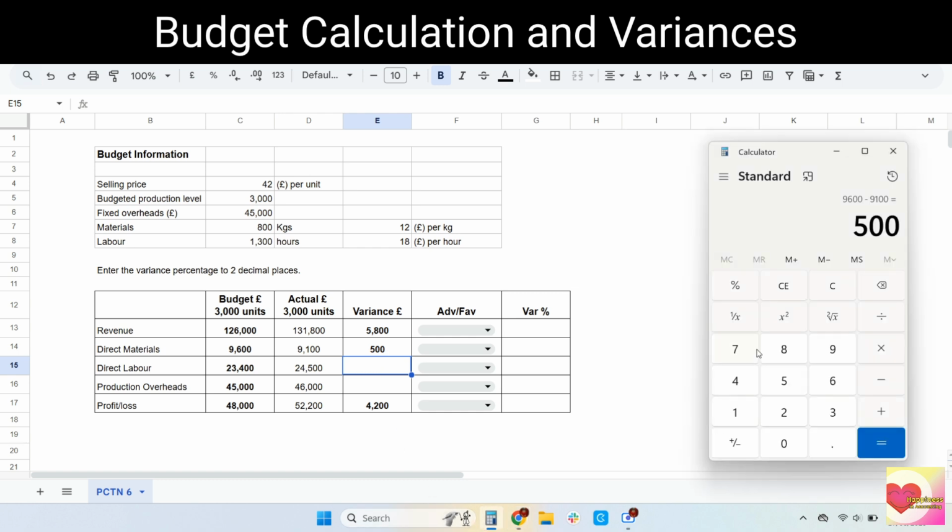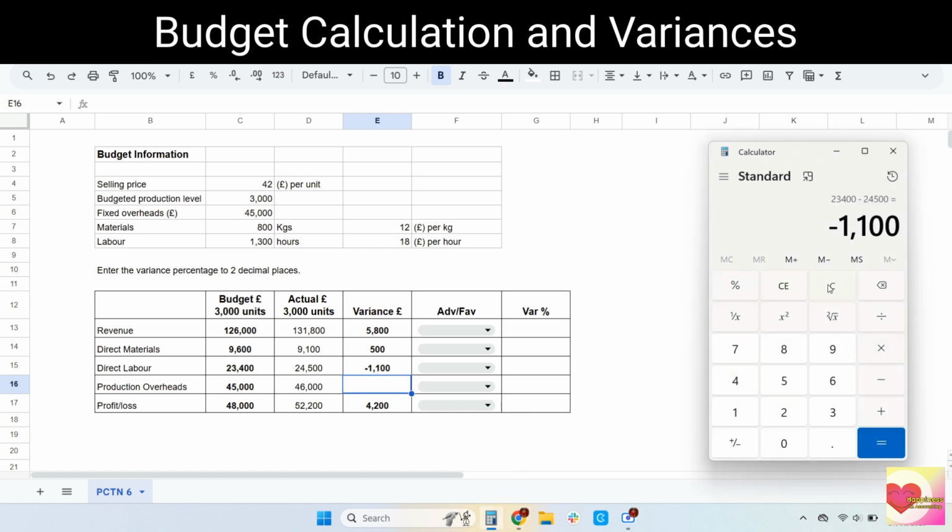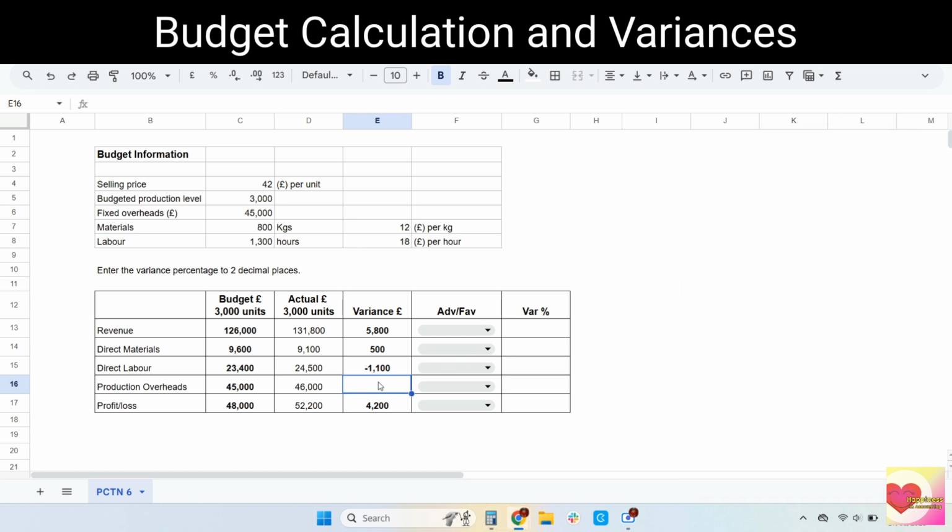Next, direct labor. From the budget, 23,400 minus actual, 24,500, and we got negative 1,100. So this is our direct labor variance. Next, production overheads. From the budget, 45,000 minus the actual 46,000, and we got negative 1,000. So this is our production overheads variance.